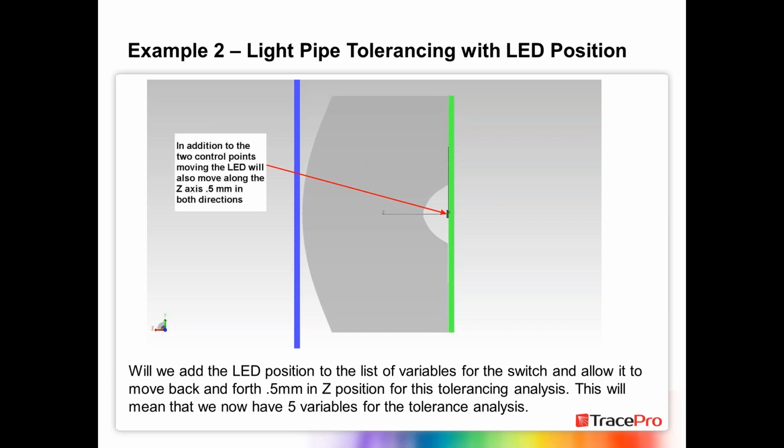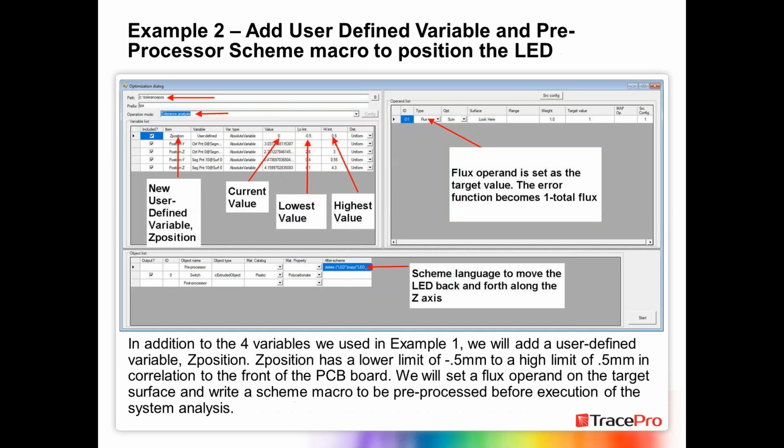This will allow us to have 5 variables now, because we'll have the control and segment points Y and Z position, and now we'll have the Z position of the LED as well. That gives us a total of 5. So if we start doing the same thing we did before, we would add the control and segment points, and they're already there. But the fifth, this new 5th variable, is a user-defined variable.